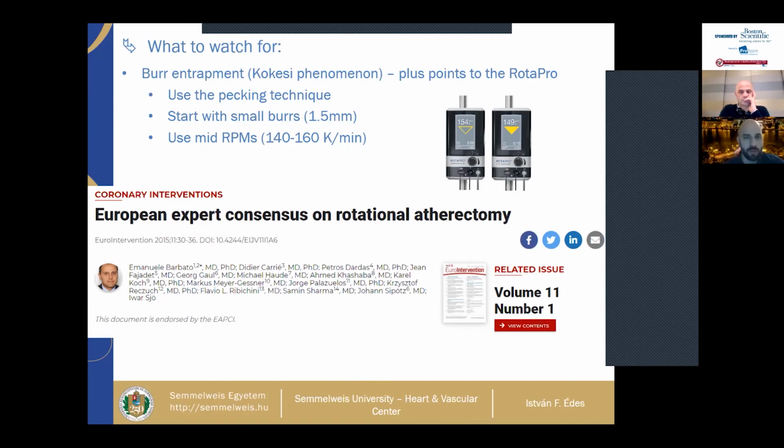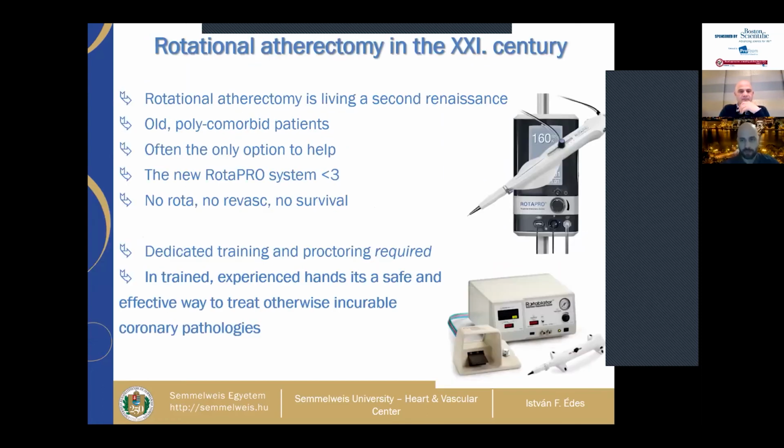So as I said, use the pecking technique. That's what the expert consensus says. Start with small burrs and use mid RPMs for best results. These are the APSI, so the European Society of Interventional Cardiology assessment, which is headed by Emmanuel Barbato, who's one of my colleagues whom I trained with a couple of years ago.